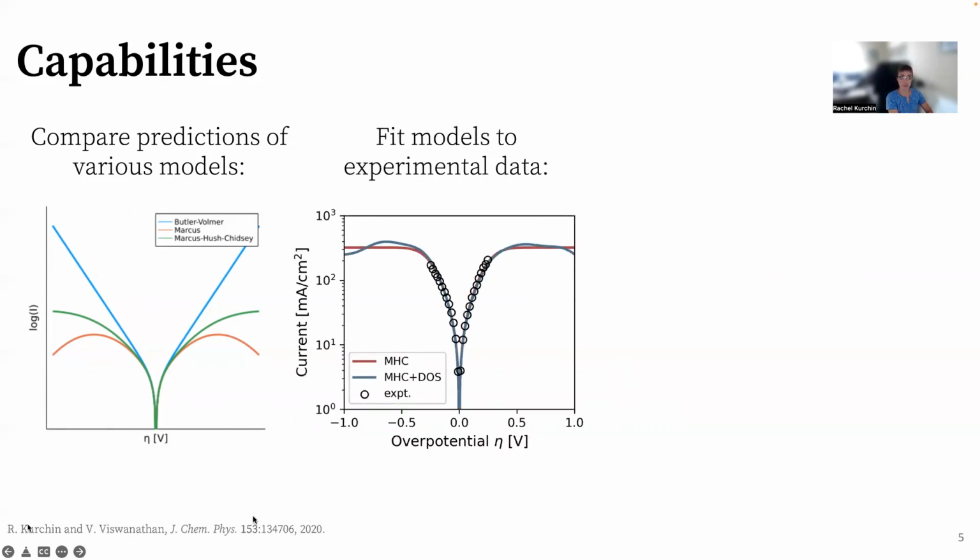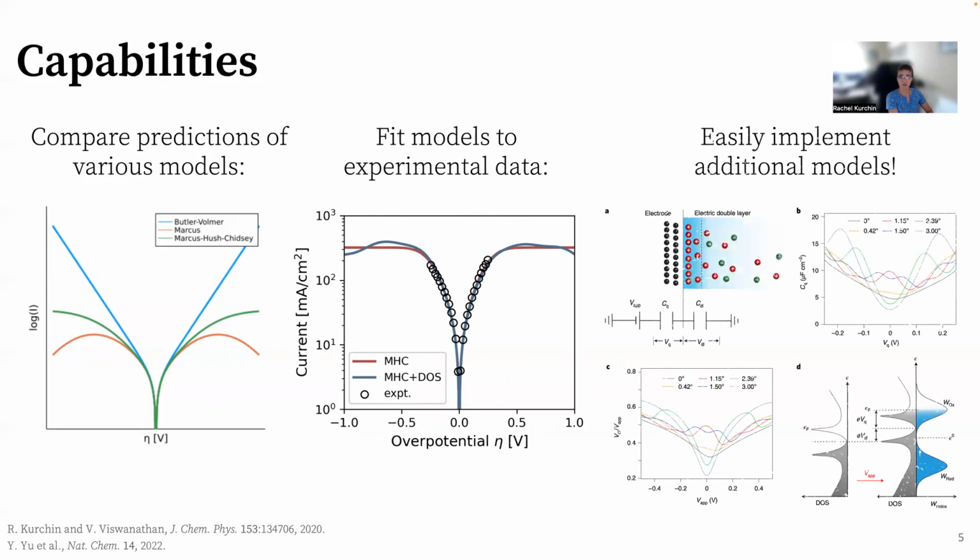We can fit models to experimental data. So this is actually a figure from the paper where we introduced this MHC plus DOS model. And we can also easily implement additional models. So some collaborators in my group, along with experimental collaborators of theirs, developed an improved version or an adapted version of this MHC plus DOS model, where they incorporated effects of quantum capacitance, which turns out to be really important when we're thinking about electrochemistry at interfaces with two-dimensional materials like graphene.